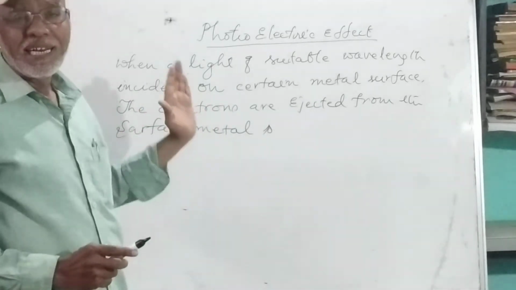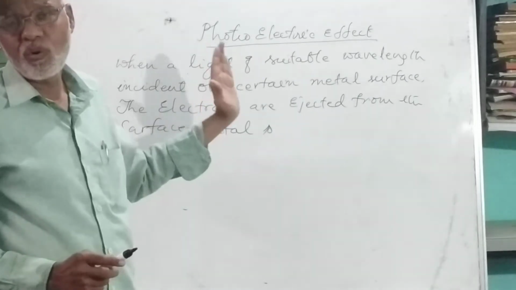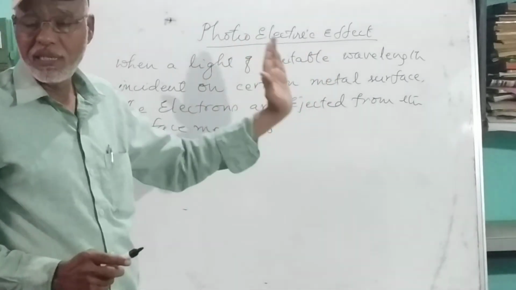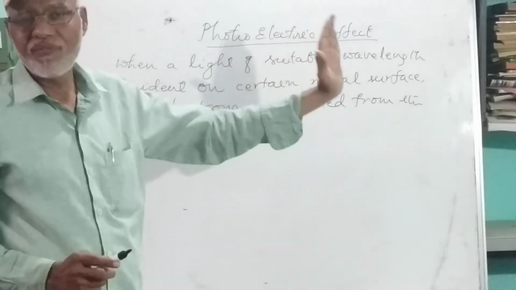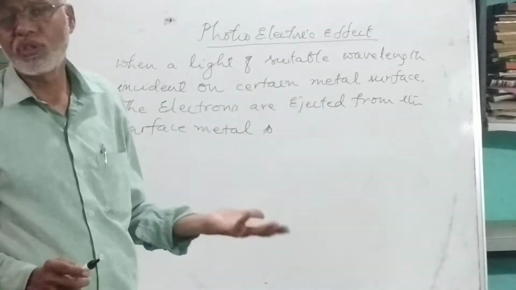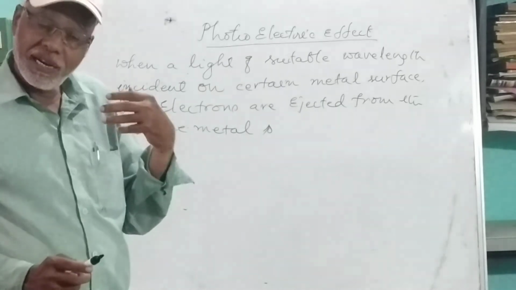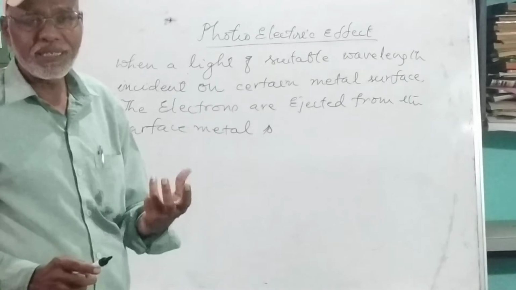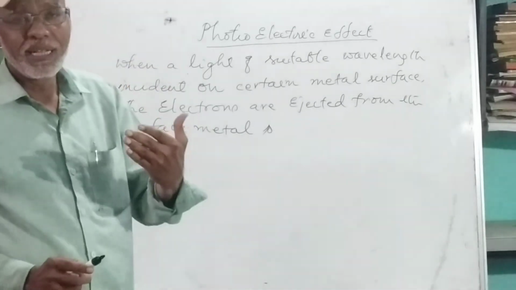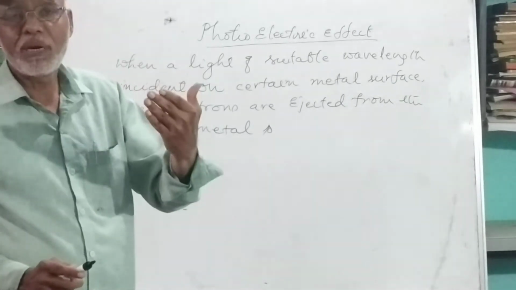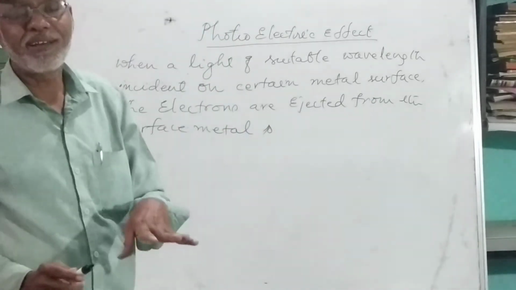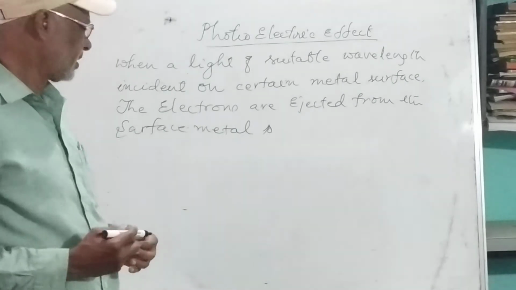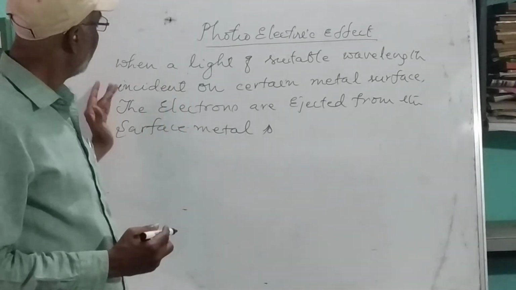So that means different metals are photosensitive for different wavelengths. What do we mean by photosensitive? The metal which responds to light radiation, meaning the metal which is able to liberate electrons from its surface after light radiation is incident on it, such metals are called photosensitive metals. I think you got a clear picture.